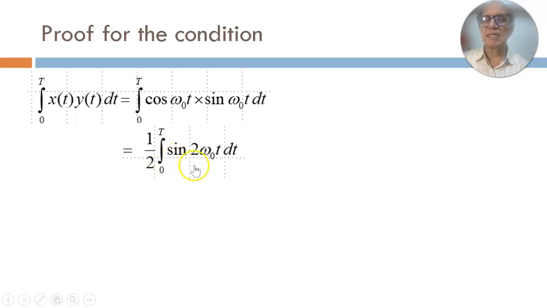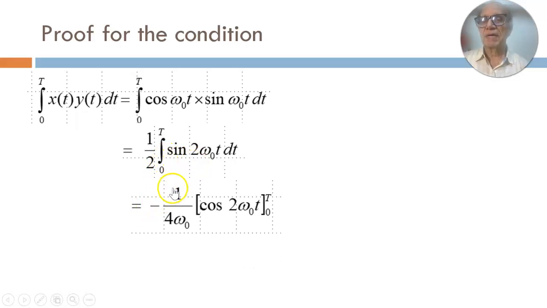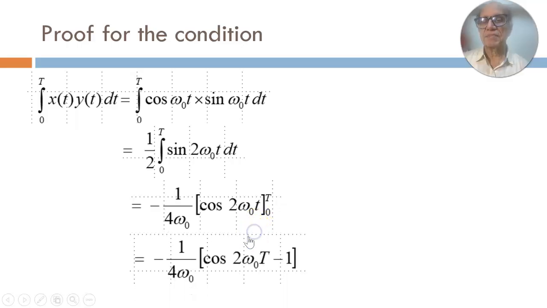So we now integrate this. What we'll get is minus 1/(4ω₀) cos(2ω₀t), from the standard integration tables, with the limits from 0 to T. When we put the limits, this becomes minus 1/(4ω₀) cos(2ω₀T), where T is the period over which the integration is being calculated, and then cos(0) is 1, so minus 1.